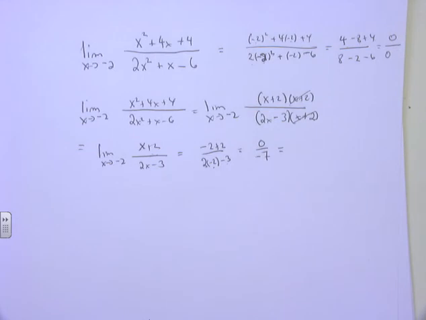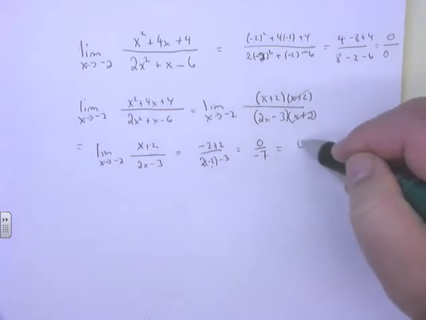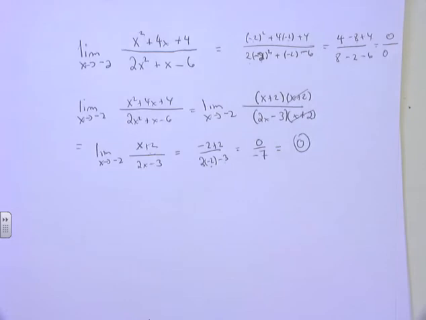Does that make sense? So where's this one at? 0 on top. My limit is actually 0. Does that make sense? All right.